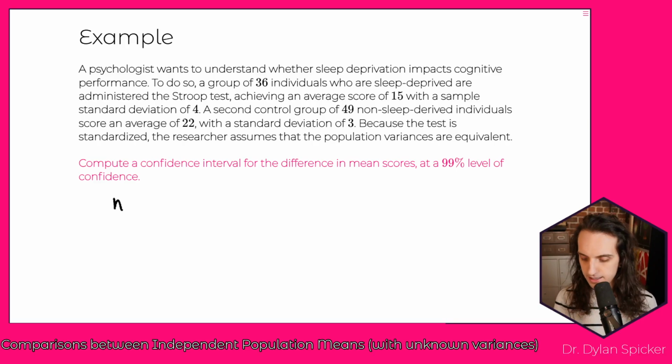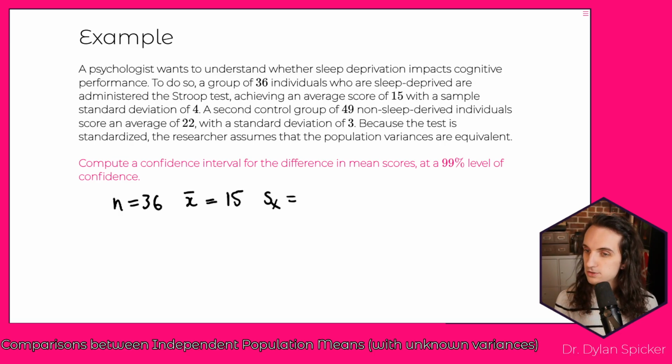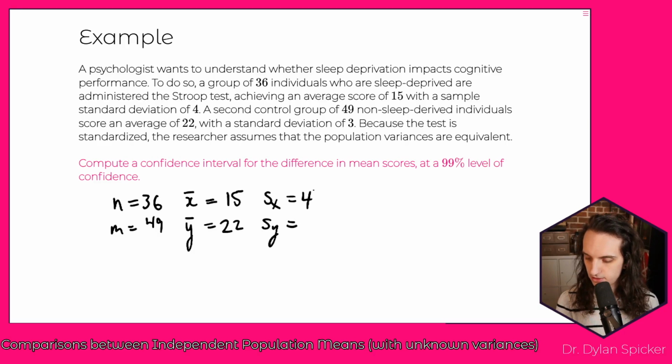So we're told that there are n equals 36 individuals. Their corresponding sample average is going to be 15. Their corresponding sample standard deviation is going to be 4, right? Then we have m is equal to 49 individuals. Their average is going to be a 22, and their standard deviation is a 3.